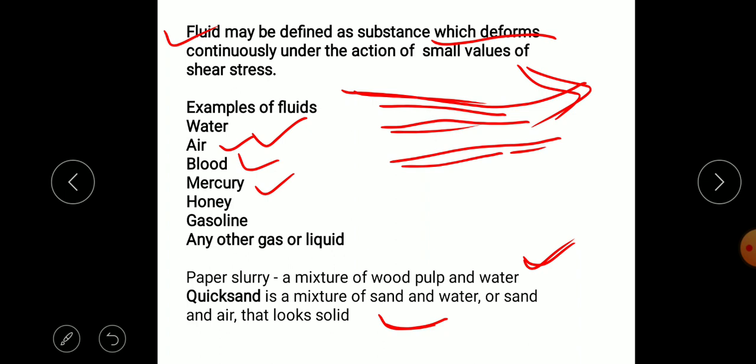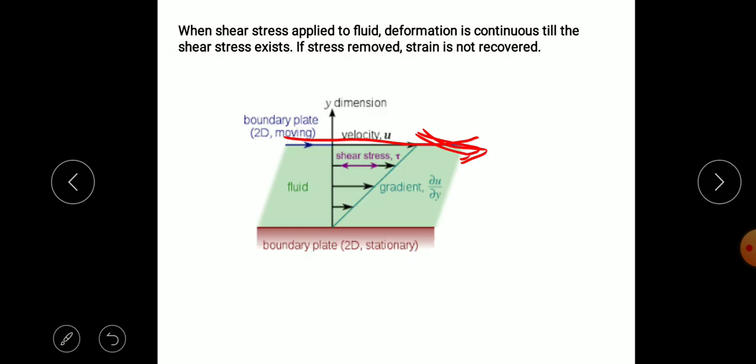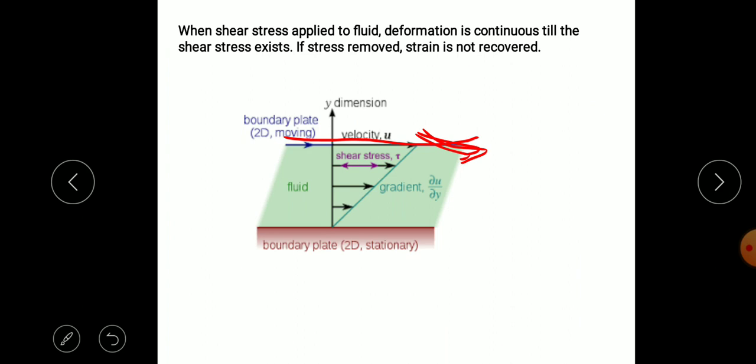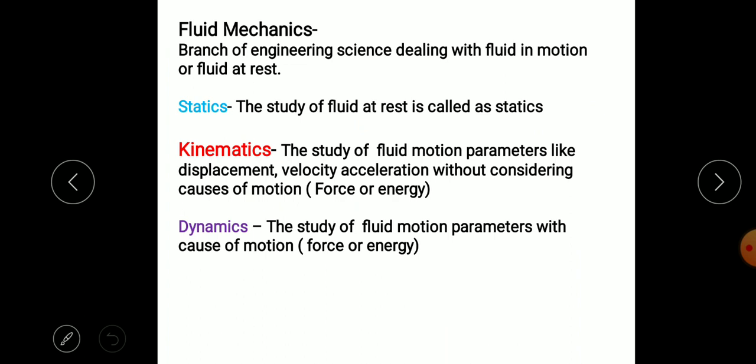So we will see one by one. The first chapter is related to fluids and their properties. A fluid is something that deforms continuously under the action of a very small shear force. Fluid mechanics is a branch of engineering science dealing with fluids in motion or fluids at rest. First is statics. The study of fluid at rest is called statics.